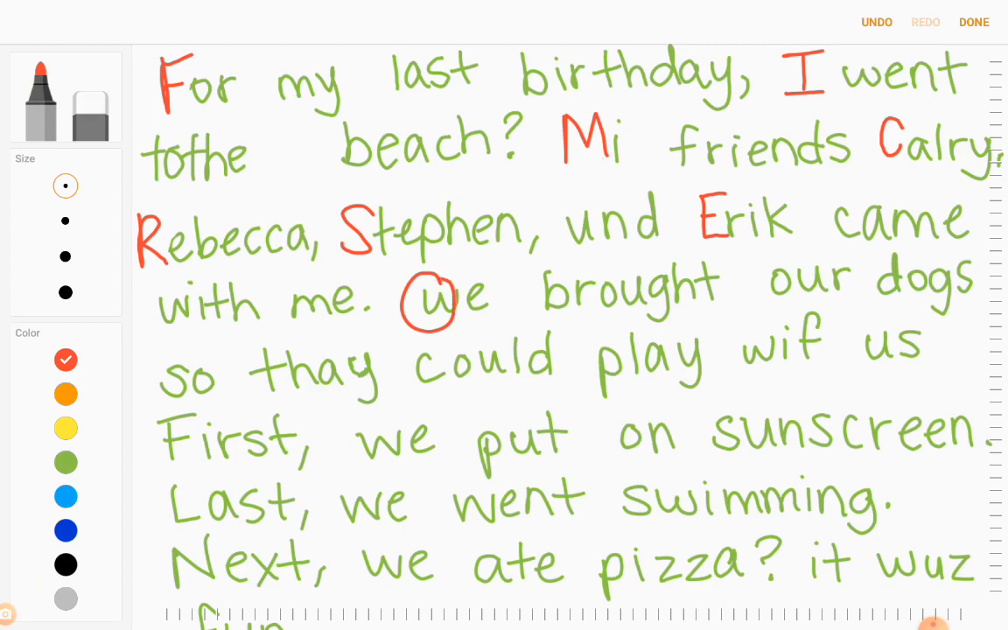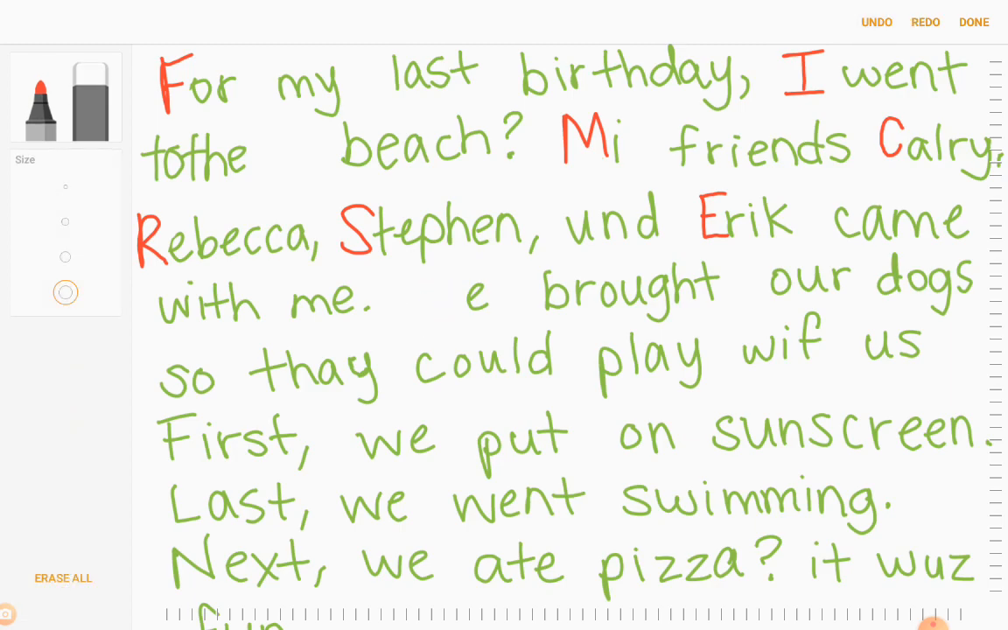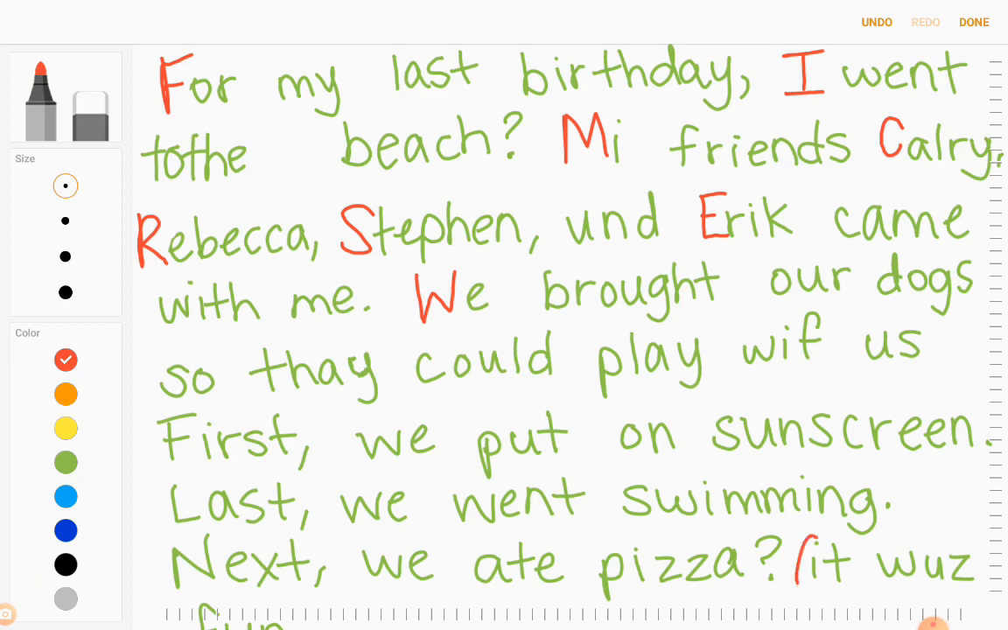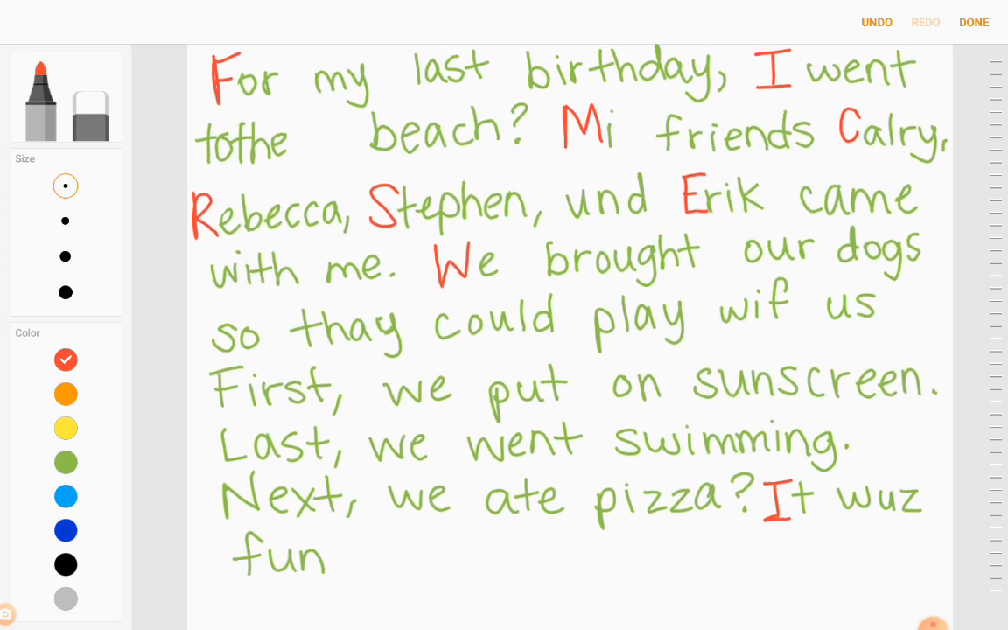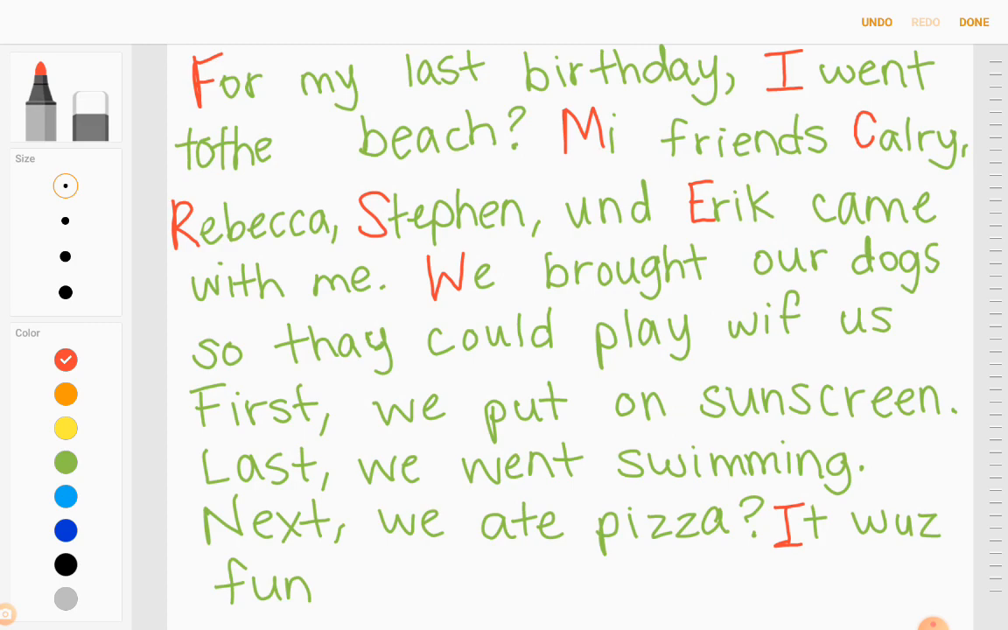We. This is the beginning of a new sentence. It needs to be capitalized. So I make this a capital W. Brought our dogs so they could play with us. First, we put on sunscreen. Last, we went swimming. Next, we ate pizza. Start of a new sentence. I need to make this a capital I. It was fun. Okay, I think I have all my capitals. If I missed one when we're going back through it, I'll go back and fix it.